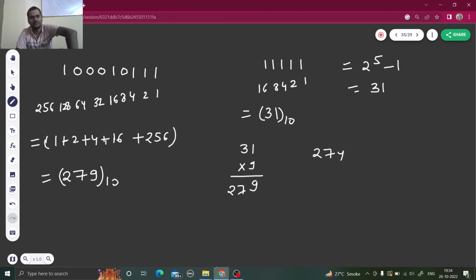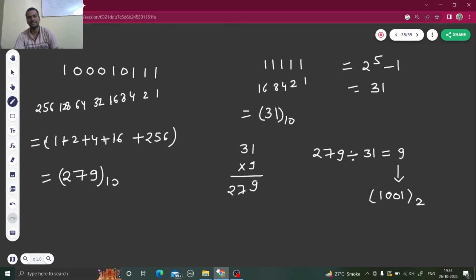279 divided by 31 equal to 9, and this 9 is nothing but 1001 in binary. This 279 binary you already know, 1001 0 111, and this is 5 times 1 is 31. So that's it, we verified it.